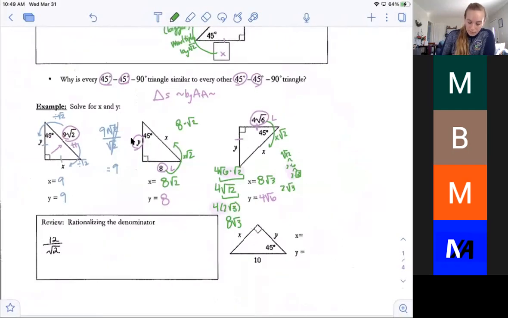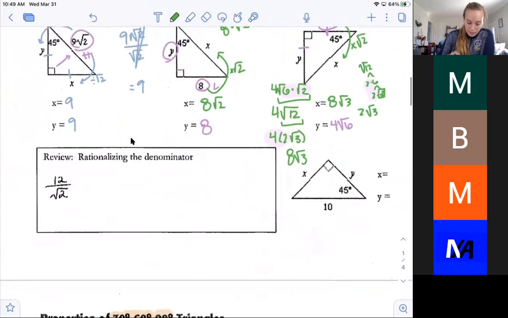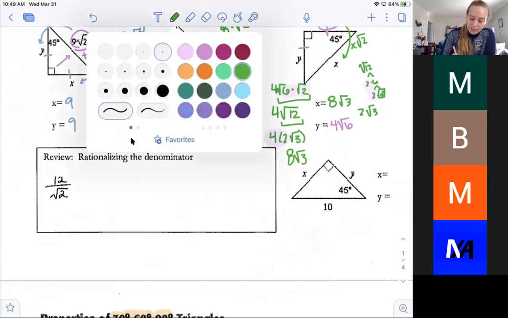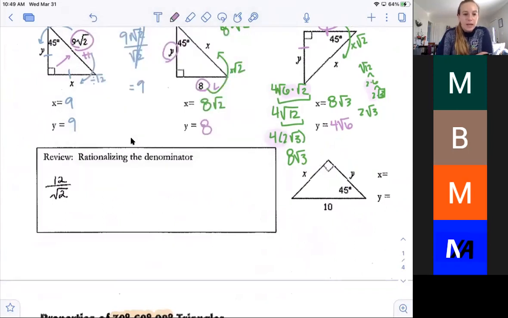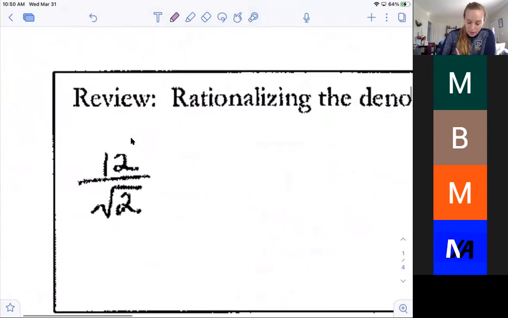Okay. I got one more thing on this page before we keep moving on. This one says rationalizing the denominator. So I have to rationalize the denominator, which is again a skill we've talked about, but not something that I've explicitly done in your notes. So I've got 12 over root 2. In order to get rid of the denominator of root 2, I got to multiply it on top and bottom.